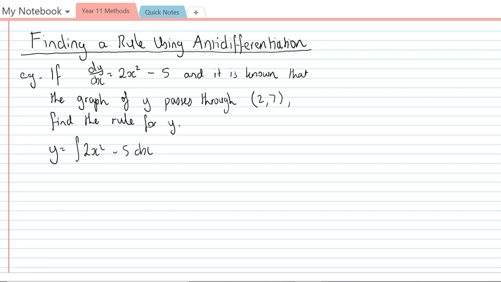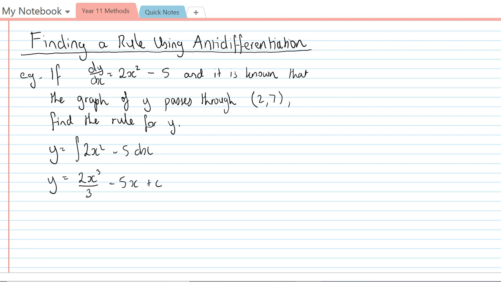Now I can anti-differentiate that using the rule that we established in the last video. So raise the power by 1, divide by the raised power. So that is 2x cubed on 3 minus 5x plus c. I'll actually write y equals there as well. So we have a rule for y now, and we know that the graph passes through the point (2, 7).